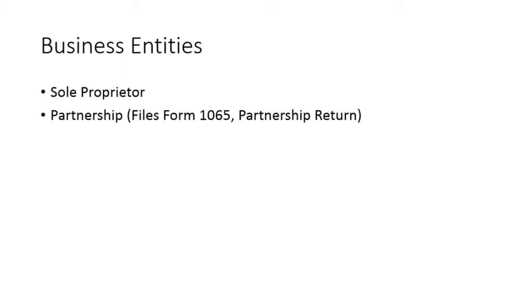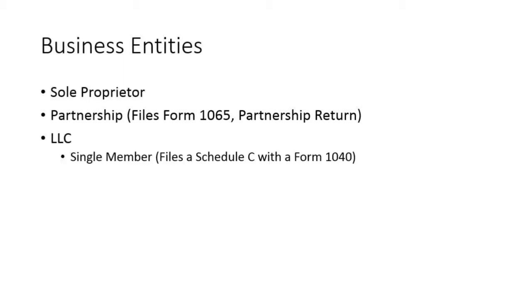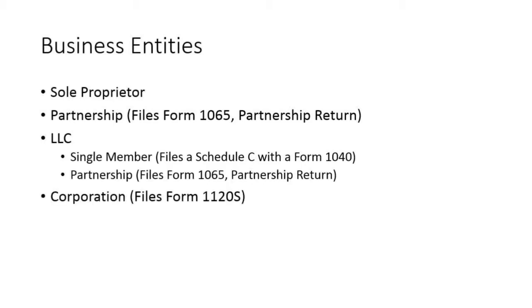First, we're going to start with looking at business entities. Just as a summary of business entities, we're going to start with sole proprietorship, partnership, LLCs, and within an LLC we have a single member and a partnership. We also have an S corporation and a C corporation and a nonprofit.